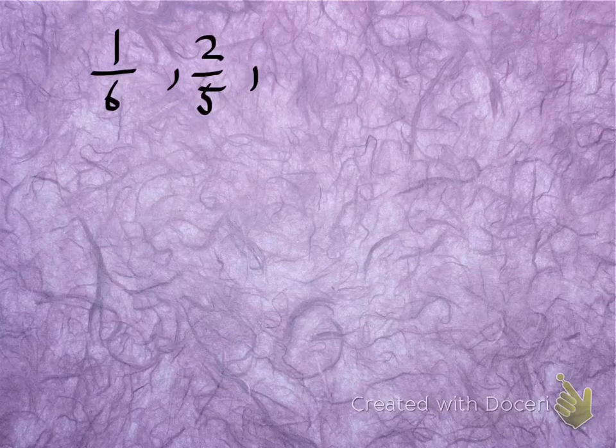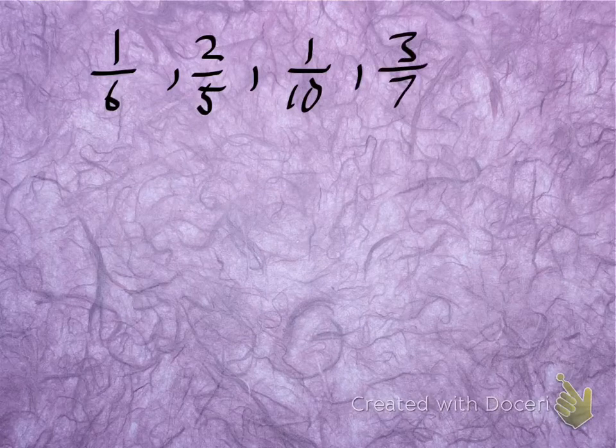So suppose you have a list of fractions like 1/6, 2/5, 1/10, 3/7, and 7/9. And I want to put those in order from least to greatest.